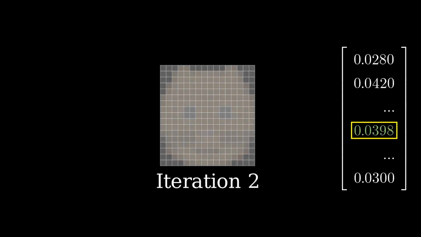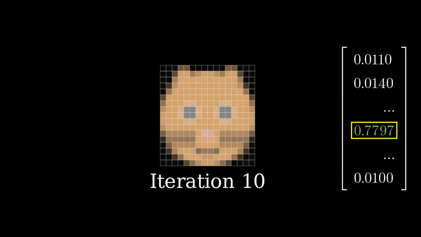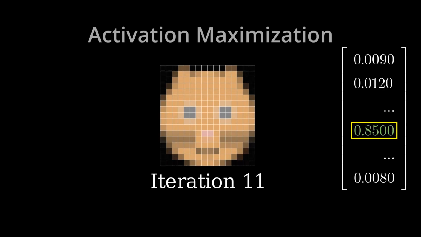Let's start with a plain gray image. Next, pick a category, say cat, and ask the model, how should we change this image to look more like a cat? By tweaking the pixel values, we can make the model more and more confident that this is a cat. This technique is called activation maximization.